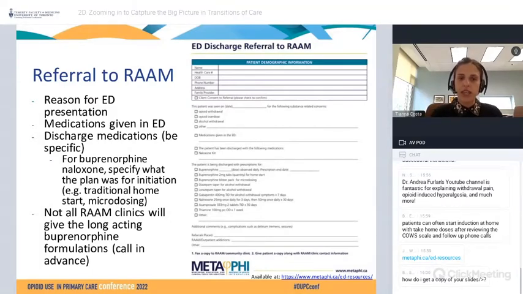What medications were given in the ED? Which medications were they discharged with? And being specific, especially with the buprenorphine, did you give them a prescription to do a traditional start, microdosing, et cetera? And then to highlight that not all RAM clinics will give the long-acting buprenorphine formulations, so if that was started, making sure you do call the RAM clinic in advance. I also saw in the chat box before, accessing the digital front door. For those who do have virtual RAM options, if that could be accessed prior to discharging the patient, that would also be extremely useful.